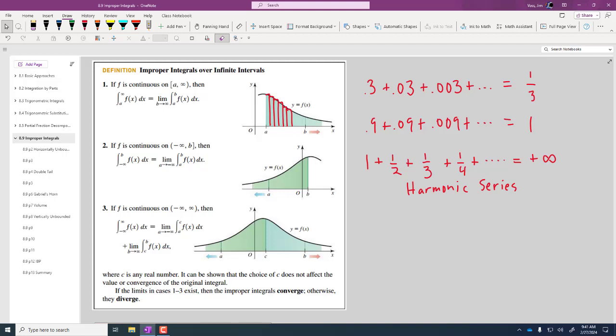So here's how we do it. Well, we know all about definite integrals. And so what we do is create a definite integral.